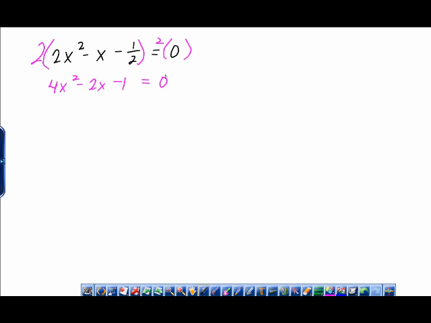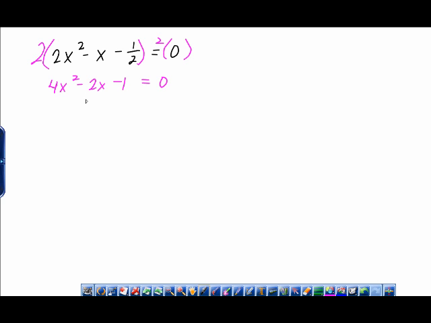Let's say I gave you this equation: 2x squared minus x minus 1 half equals 0. Now, that 1 half kind of freaks me out a little bit, so I'm going to get rid of it. This is the nice thing about equations. You can do anything you want as long as you do it to both sides. So I'm going to multiply by 2. I'm going to get 4x squared minus 2x minus 1 equals 0. I don't have a fraction anymore.